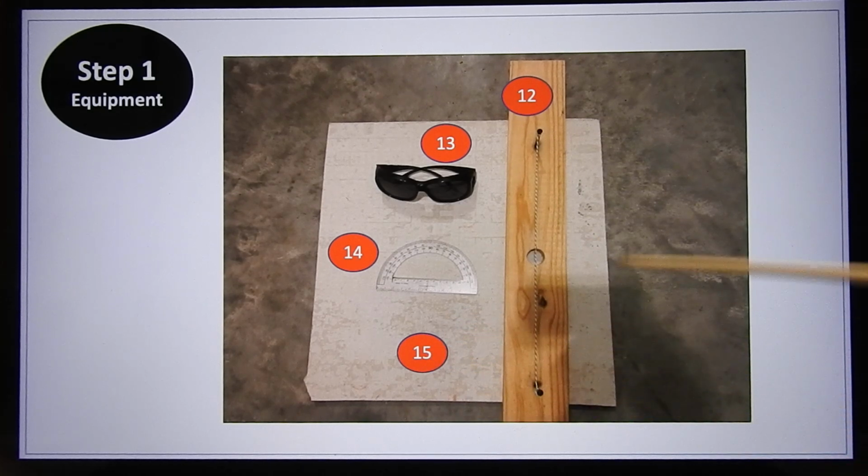Item number 15 is the stabilizer board. You put this underneath the OS station, and that helps shift the entire OS station if you need to shift it on an azimuth. It makes it much easier.